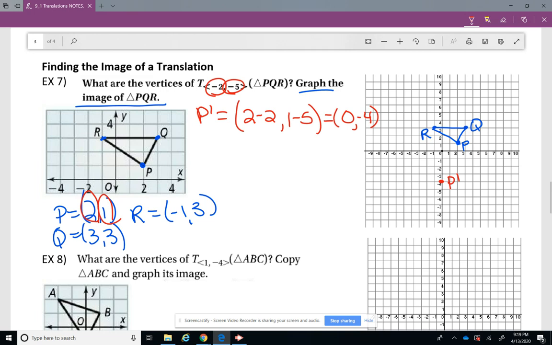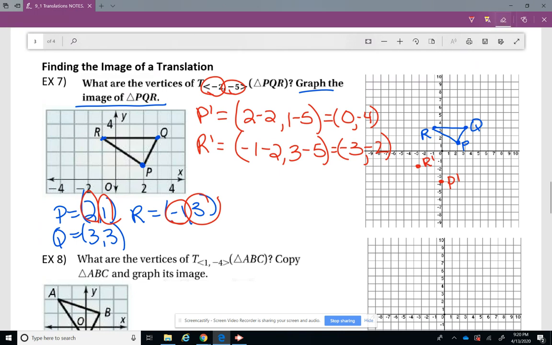Let's do R prime. We're going to take the -1 and subtract 2. We're going to take the 3 and subtract 5. So -1 minus 2 is -3, and 3 minus 5 is -2. So -3, -2. That is R prime.